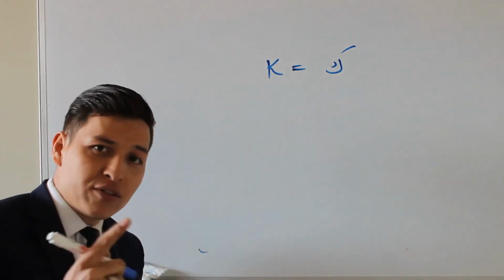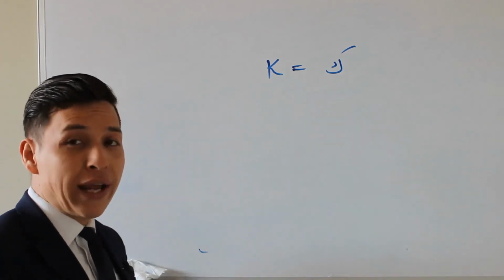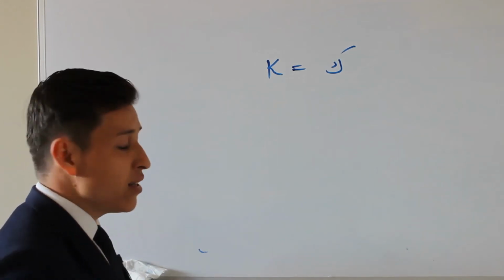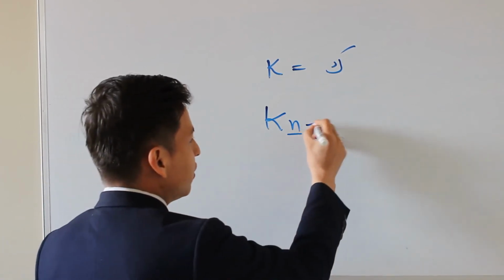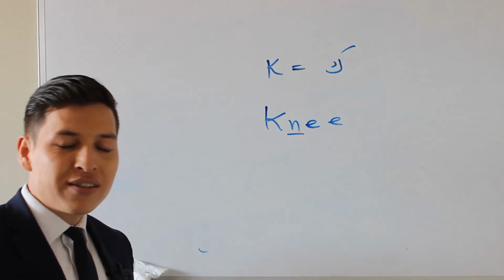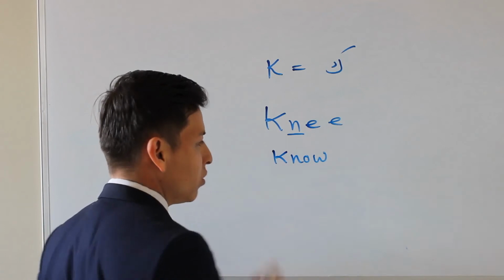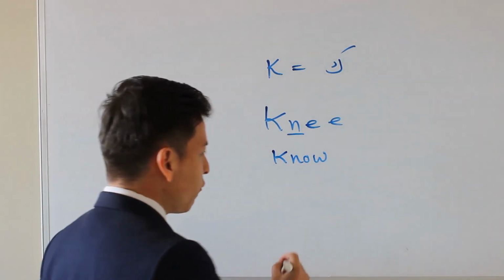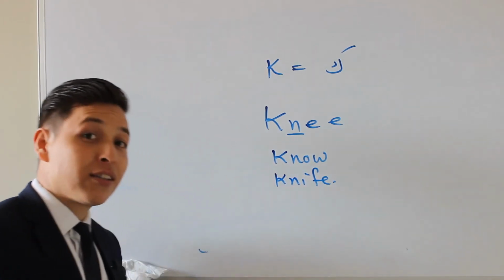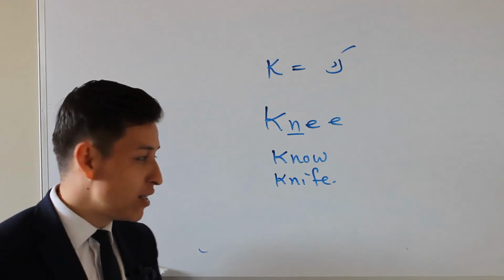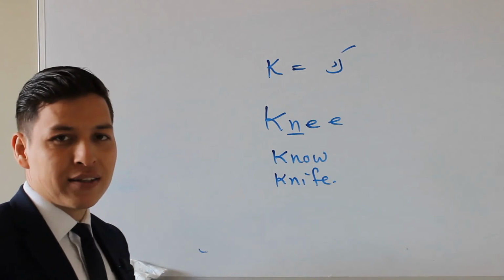Now it is also silent in one place. That is, when we use K before N, at that time it is silent. If we use K before N, the K is silent, like in 'knee'. We do not say 'kuh-nee', we say 'nee'. Or we have 'know', 'no'. Or, for example, something everybody knows, knife. It is not 'kuh-nife', it is 'nife'. So if we use letter N after K, K is silent.